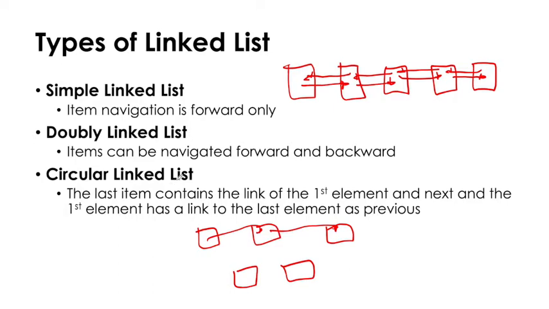And then lastly, we have the circular linked list. The last item contains the link of the first element as its next, and the first element has a link to the last element as its previous. From the word itself, it looks like this. This is how a circular linked list looks.